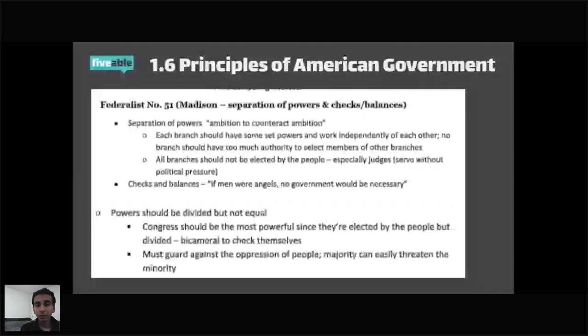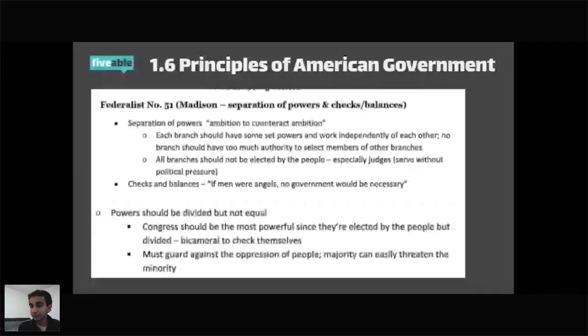And it said that each power should work independently of each other, so they shouldn't influence each other too much. However, they should have powers over each other, or checks, just in case one branch got too powerful. Okay. It also said that all branches should not be elected by the people. Which branches of government do we directly elect? Right. The legislative branch is actually the only branch that we directly elect.